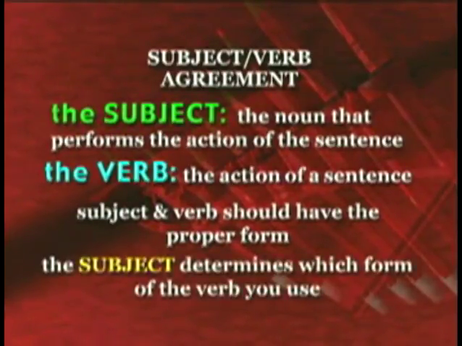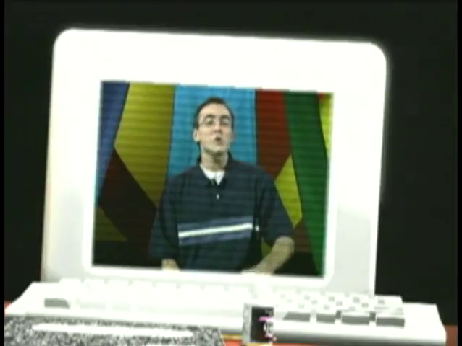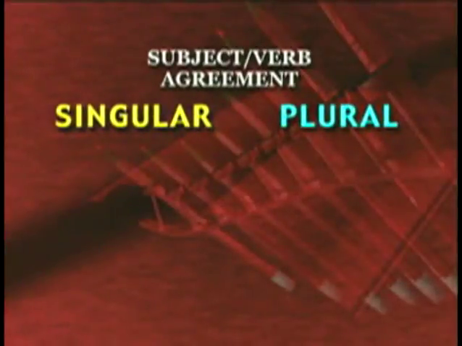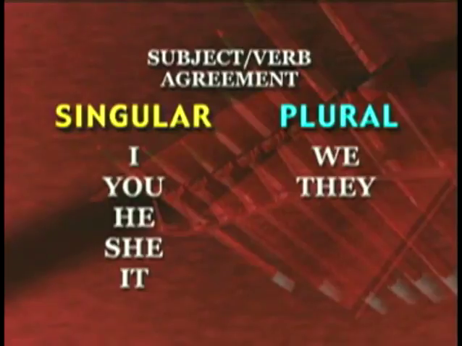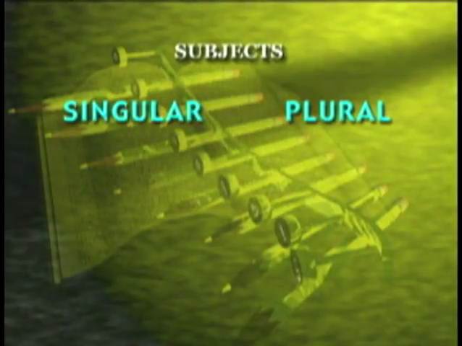Remember, the subject determines the form of the verb we need to use. Let's look at some of the different kinds of subjects there can be. For instance, the personal pronouns. The personal pronouns are great because by discussing them, we can discuss all the possible verb forms there are. We can have the singular subjects I, you, he, she, and it. The plural subjects are we and they. So as you can see, we can have either singular or plural subjects in the sentences we write.